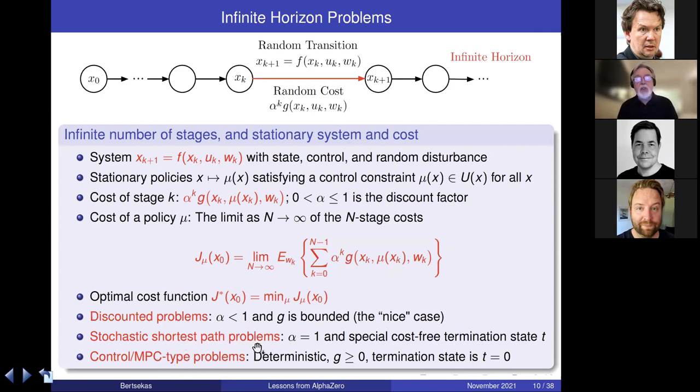The second class of problems is stochastic shortest path problems, where there's a special cost-free termination state. Think of the origin as being a termination state, and alpha is equal to one. And then the MPC type of problems, where the system is deterministic, the cost per stage is positive, the origin is the termination state, and this is a regulation problem. The aim is to drive the state to the origin or keep it close to the origin. And this is encoded in this positive cost. The cost is zero at the termination state, positive everywhere else. So these are the problems I have in mind.